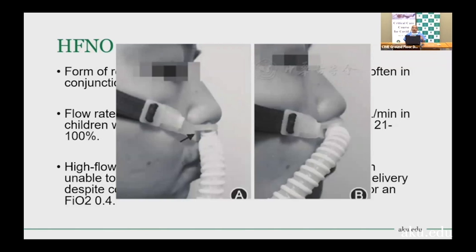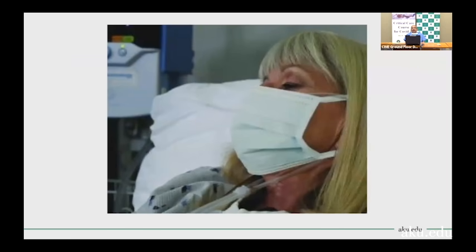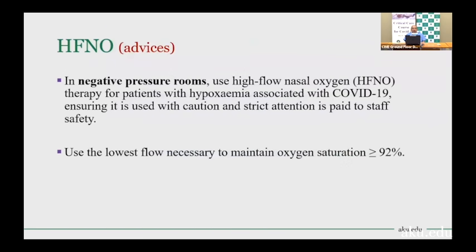And the other thing you need to consider, I'm just showing you the next slide, like in this picture. If you are using the nasal cannula, you may apply the face mask so that the risk of spread of the disease can be minimized. But what advice do you need to consider?